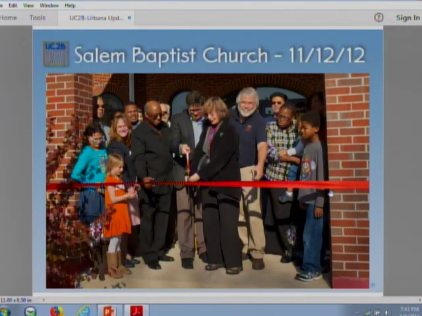Oh, Charlie's in there. How about that? This is the ribbon cutting when we had our very first anchor institution ready to go. I see some people I recognize. There's Carol, former mayors, current mayors, lots of different people.